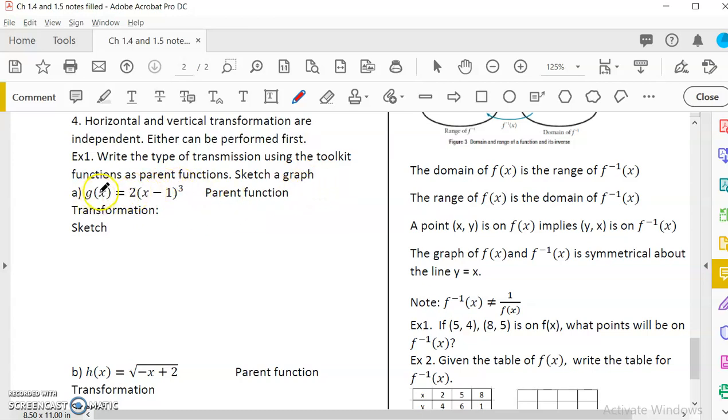If someone wants to graph g of x equals 2 times (x minus 1) cubed, the parent function, of course, is x cubed. This is the parent function x cubed, and it's supposed to look like that. What kind of transformation will make x cubed become this? Of course, inside we see a minus 1, which is right 1. And then outside is a vertical stretch. So this is step 1. And then we do a vertical stretch. That means the whole thing gets stretched up by 2.